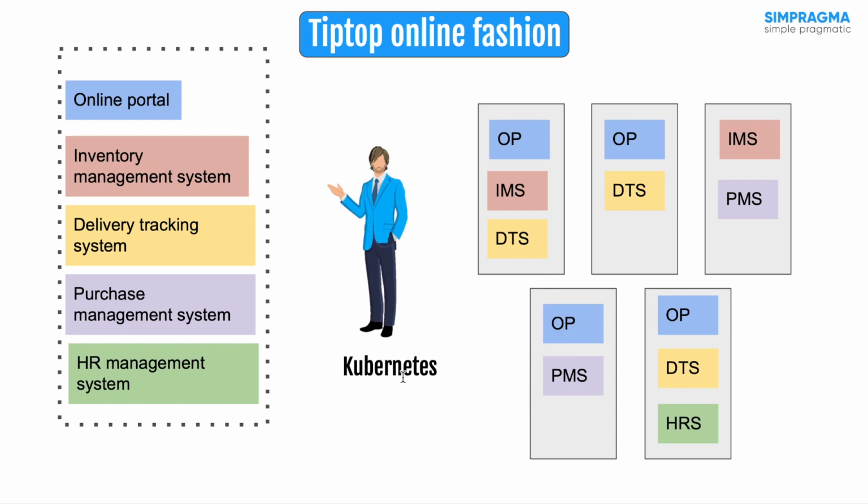This is what Kubernetes does. It has a set of enterprise applications, it has a set of servers, and then we give specifications to Kubernetes: minimum 4 instances of the online portal should be running, minimum 3 instances of the inventory management system should be running, minimum 3 instances of the delivery tracking system should be running. It's the job of Kubernetes to make sure that that many instances of those applications run in these servers.